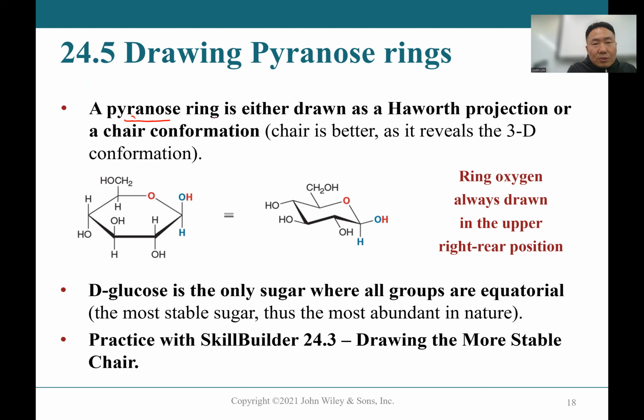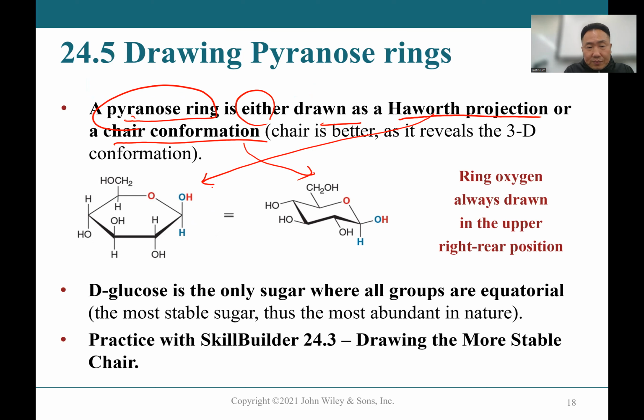So the pyranose ring is drawn either as a Haworth projection or a chair projection. Glucose is the only sugar where all groups are equatorial. This is glucose. You can see all groups are equatorial.